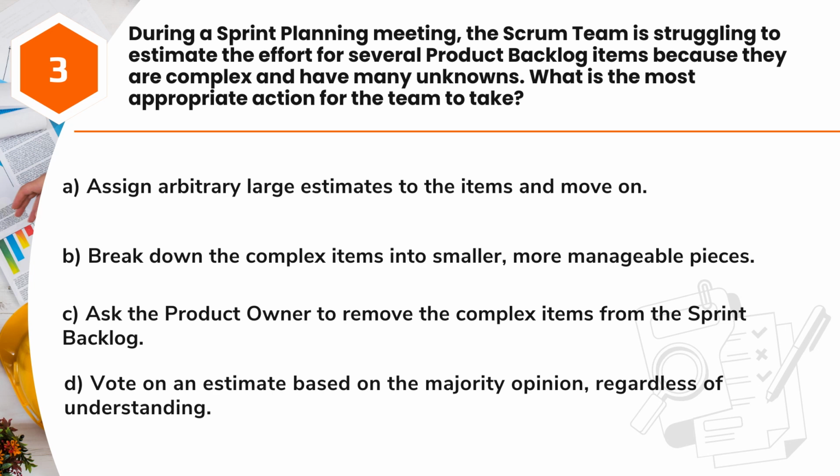Question 3. During a sprint planning meeting, the Scrum team is struggling to estimate the effort for several product backlog items because they are complex and have many unknowns. What is the most appropriate action for the team to take? A. Assign arbitrary large estimates to the items and move on. B. Break down the complex items into smaller, more manageable pieces. C. Ask the product owner to remove the complex items from the sprint backlog. D. Vote on an estimate based on the majority opinion, regardless of understanding.